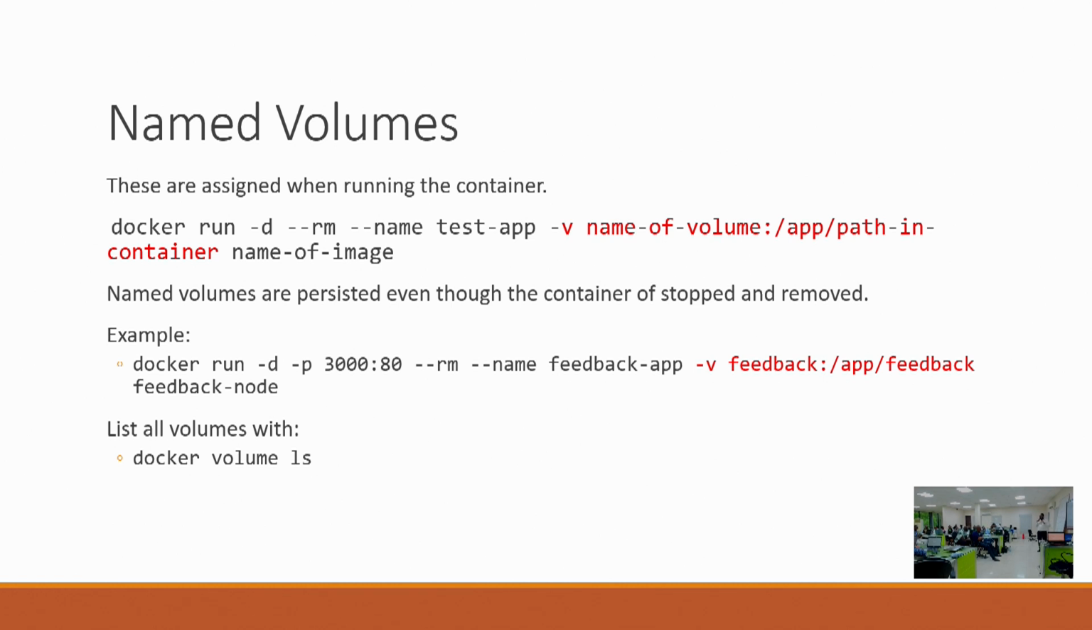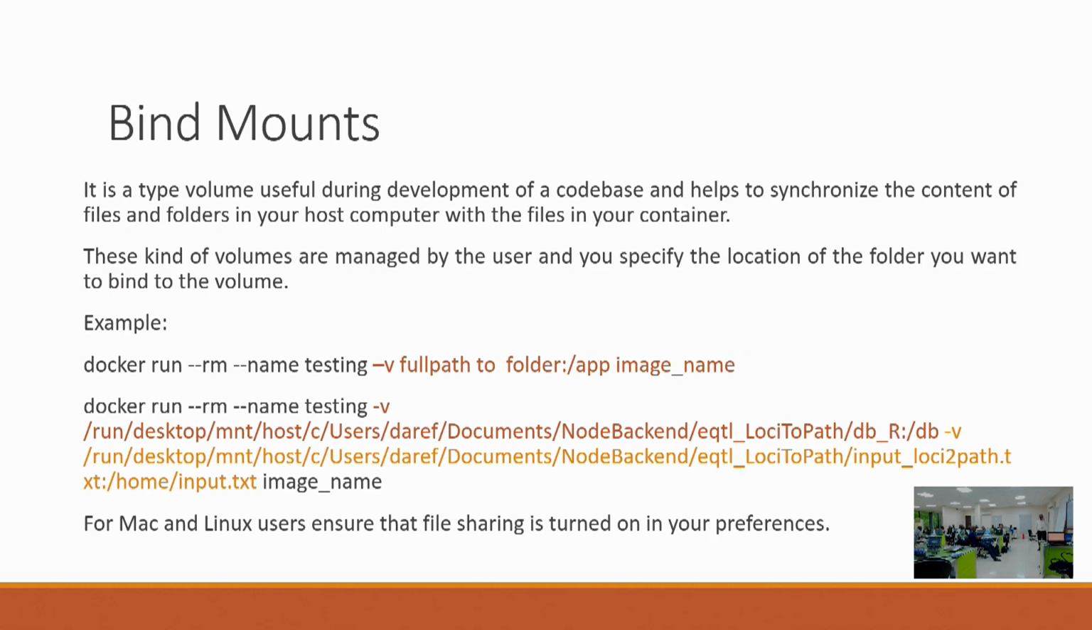But there's another type of volume you can create, where you can map data from your system directly to your container, so that you see the files in your system also in your containers. To see the volumes on your system, that is docker volume ls. So you see all the volumes on your system. Bind mounts are when you can see the files in your local system in your container. It is a type of volume used during development of a code base. It helps to synchronize the contents of files and folders in your host computer with the files in your container. So if you have some files in your host system, it can help you synchronize those files in your container.